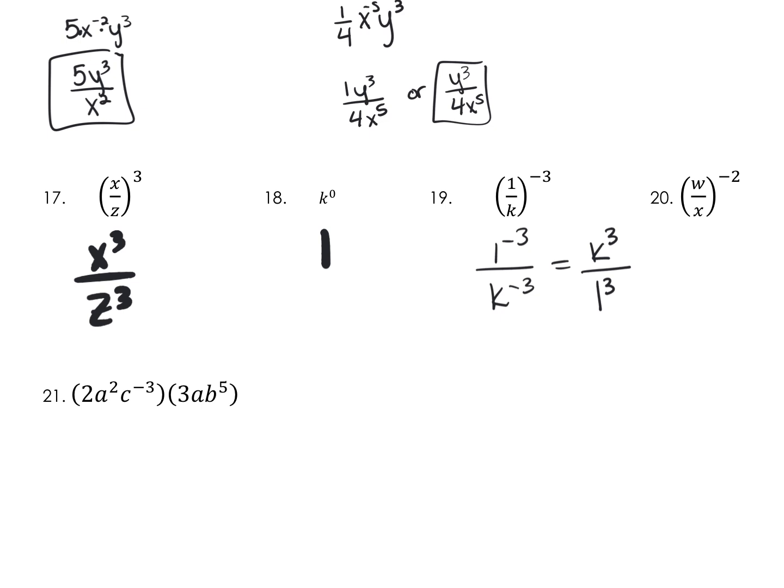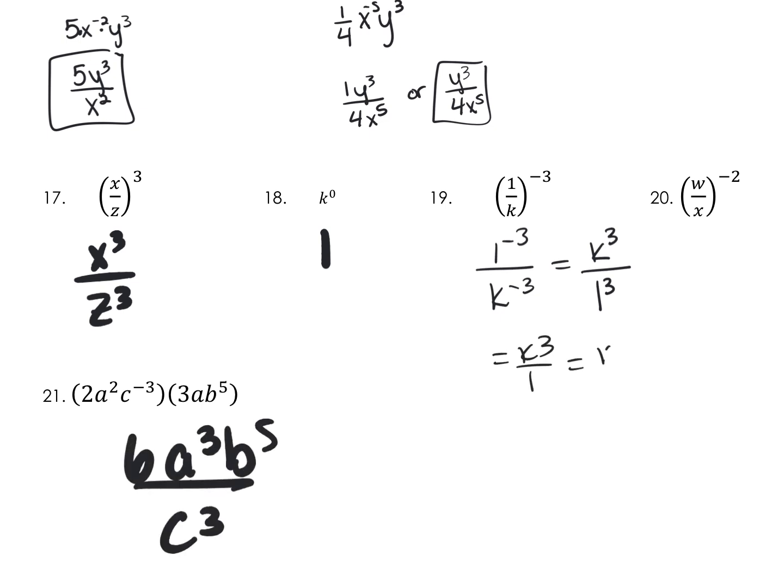1 to the 3rd is just 1 times 1 times 1. So what's that? Just 1, right? So this is just going to be k to the 3rd over 1, which is just k to the 3rd. That's usually how we're going to see the answer. Just k to the 3rd. So if you want to think about flipping the fraction first and then raising it to the 3rd power, that's also fine. So go ahead and try 20. Last one to try on your own.